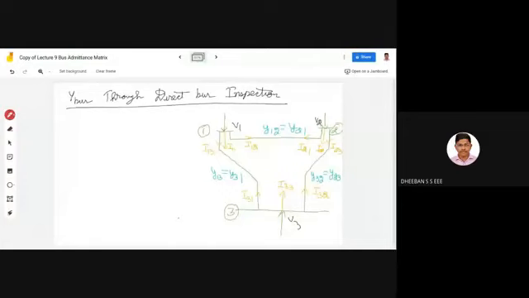Consider the 3-bus system, and the voltages are V1, V2, V3. So this is how the bus looks like. So the current flow between your first bus and your second bus is I12.